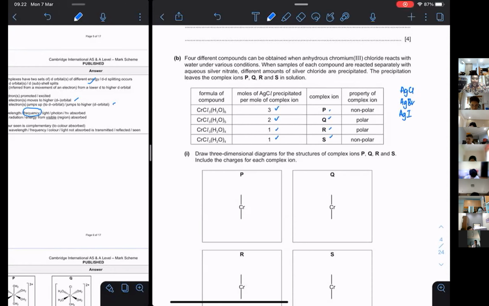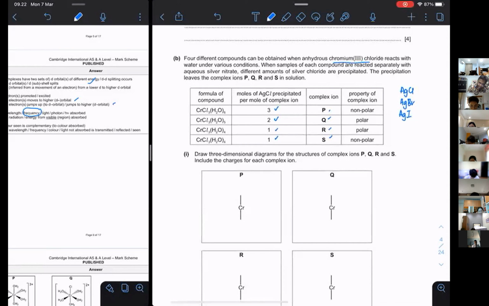So do remember, the number of moles of silver chloride precipitated tells us how many Cl are there in that complex ion. I hope you understand this. They say that when anhydrous chromium 3 chloride reacts with water under different conditions, the sample is reacted separately with aqueous silver nitrate.